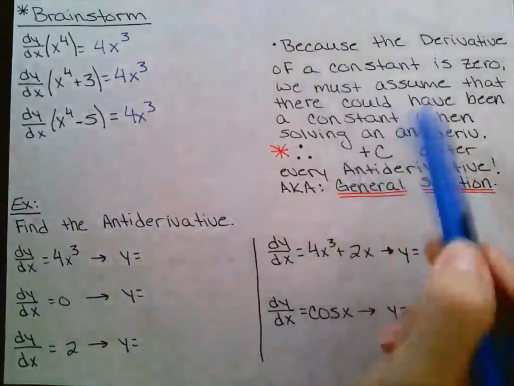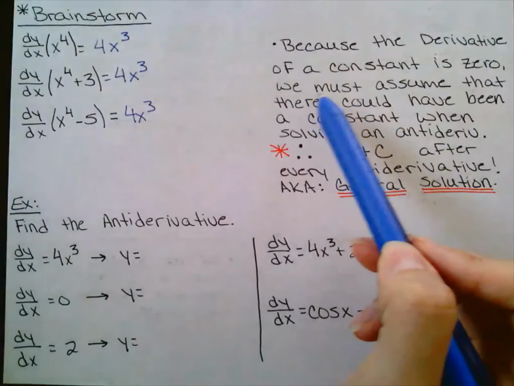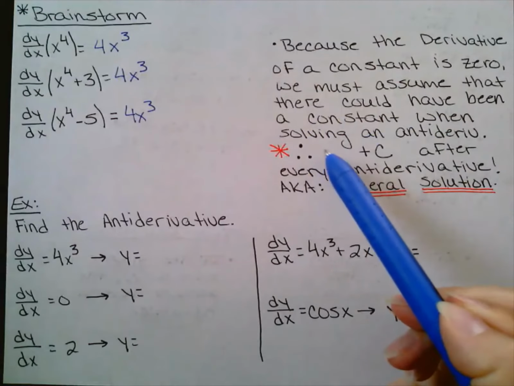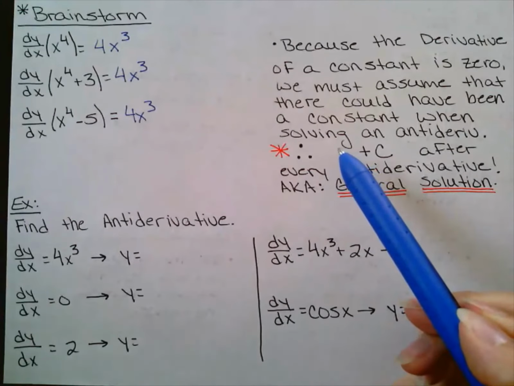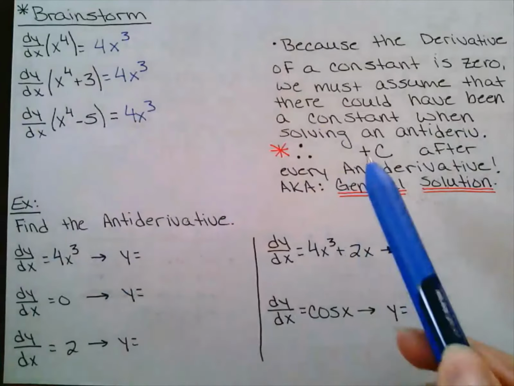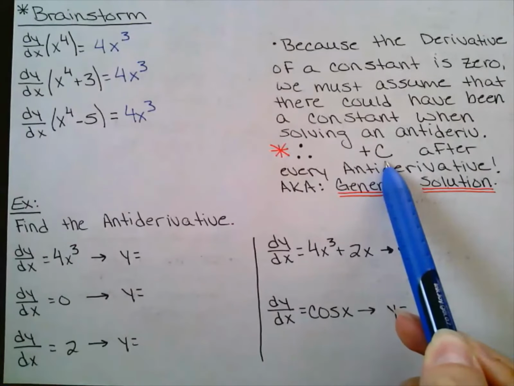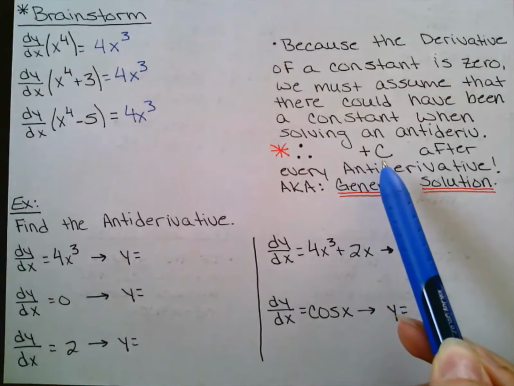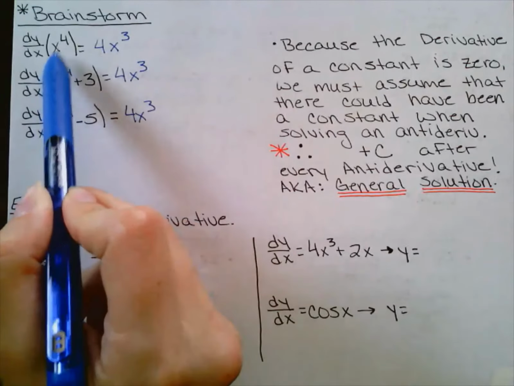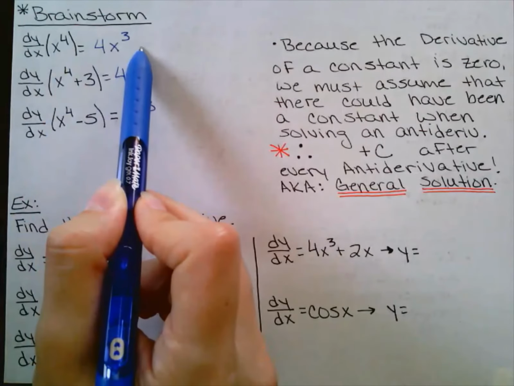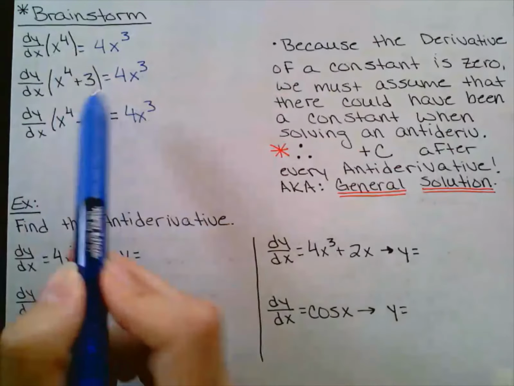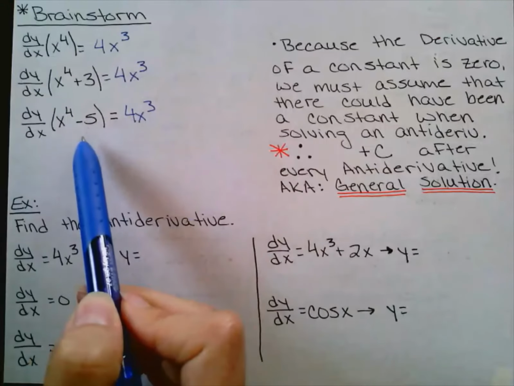Looking over here at the right side, it says because the derivative of a constant is 0, we must assume that there could have been a constant when we're solving the antiderivative. Therefore, every time we do an antiderivative, we work backwards and include a plus c in our answer to represent that constant that could have been there. If I do the antiderivative here, I know I'm going to get x to the fourth, but I'm going to add a plus c. Even if that constant is 0, it still represents this answer. My constant could be a positive 3 or negative 5.